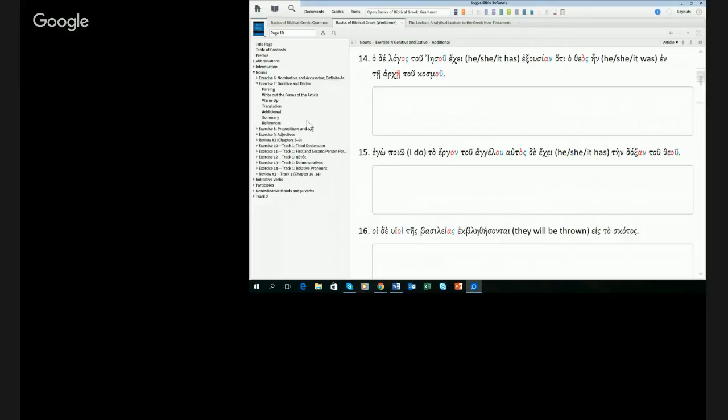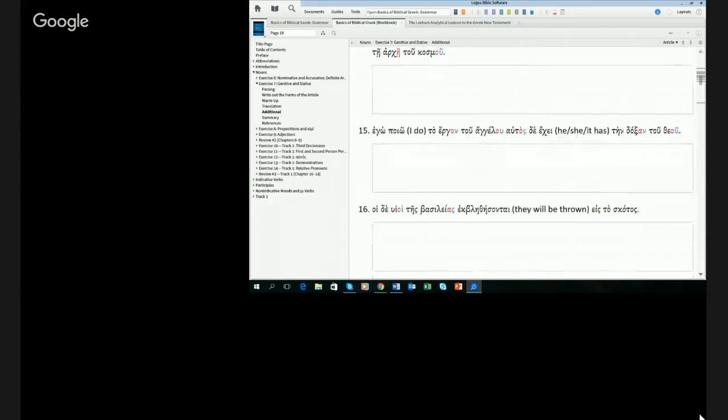Tou kosmou, of the world, genitive singular modifying te arche. Commit to memory. Genitives modify nouns. Datives modify verbs. So genitives are by nature adjectival. They modify nouns. Datives are by nature adverbial. They modify verbs. There are exceptions, but that applies probably 90% of the time.